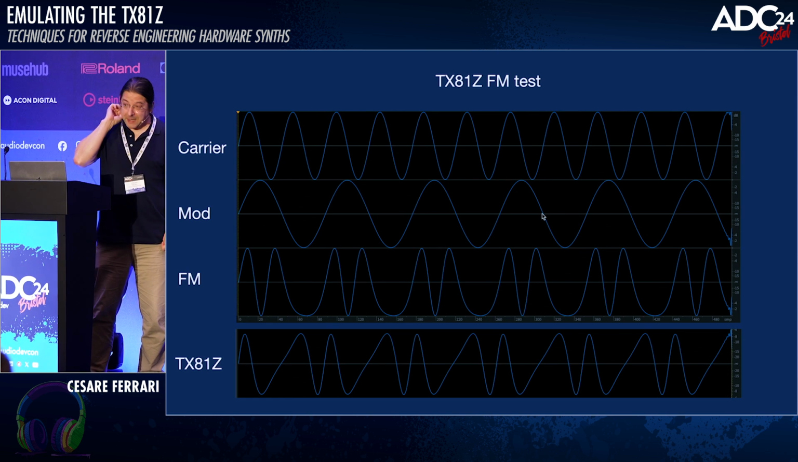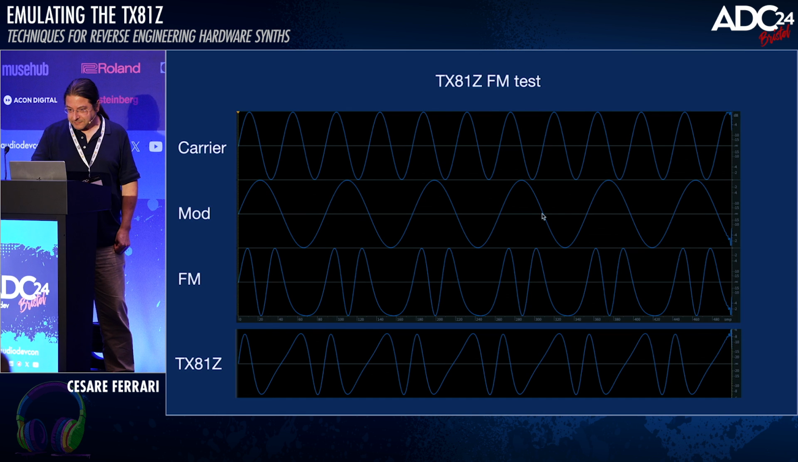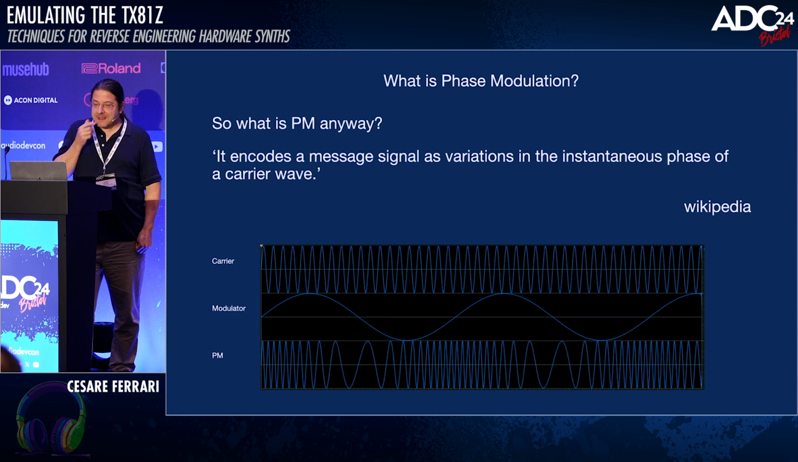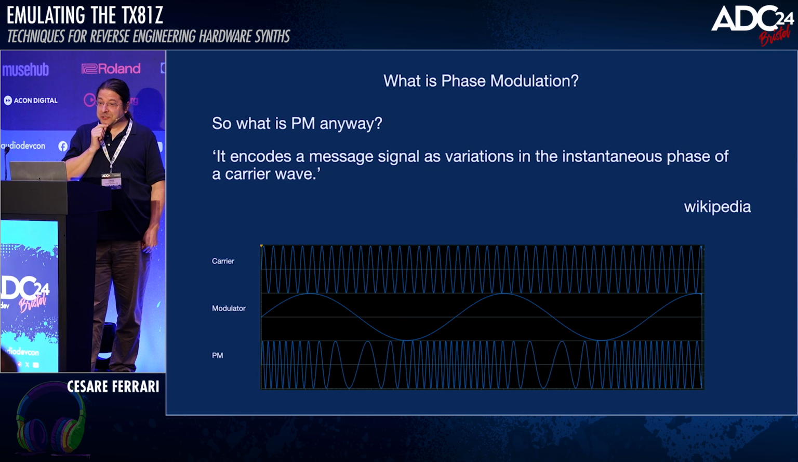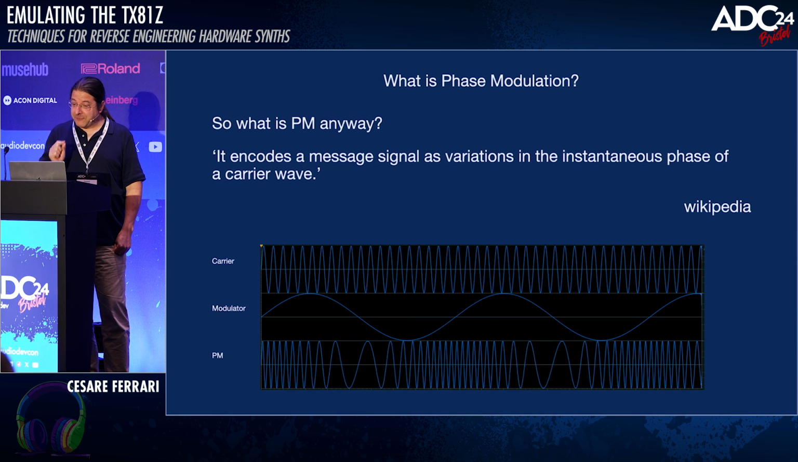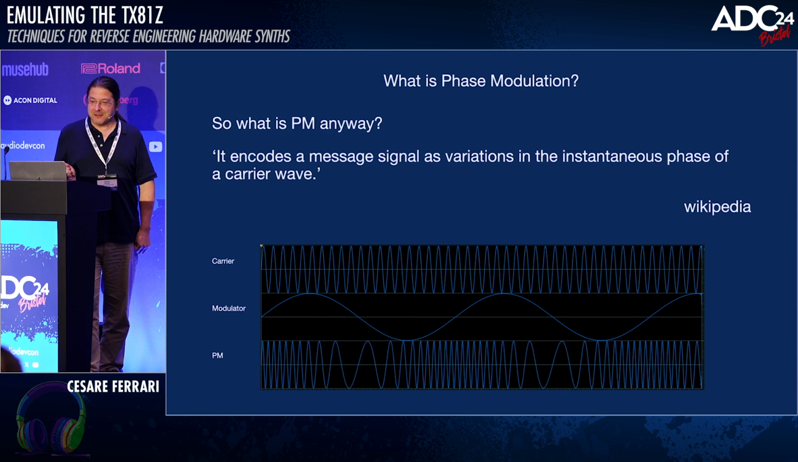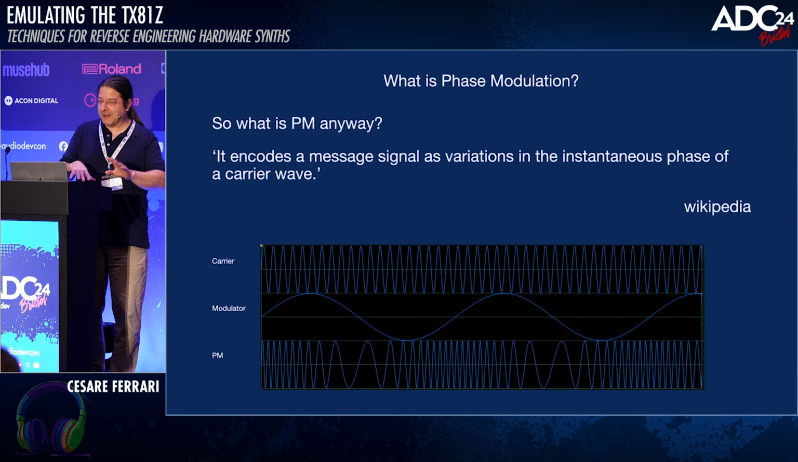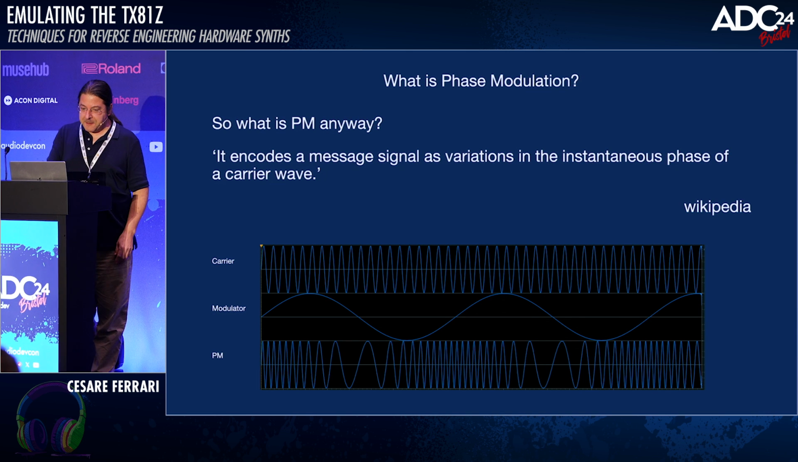So back to Wikipedia. In the section on FM, it says, also see phase modulation. And its description of phase modulation is so very clear, I'm going to read it out. It encodes a message signal as variations in the instantaneous phase of a carrier wave. Yeah. Okay, so that's clear, so I don't need to... okay, right, I'll just try and explain this a little bit.